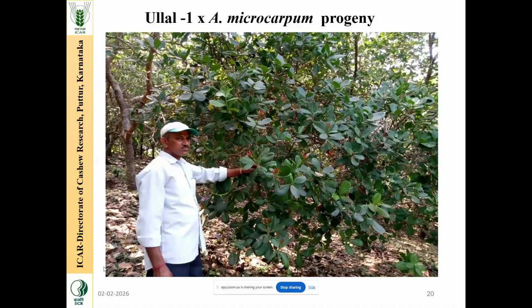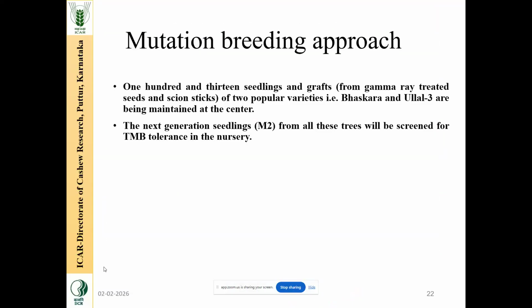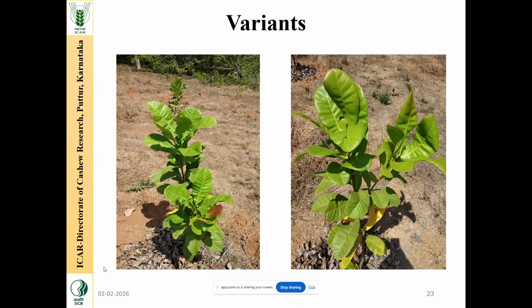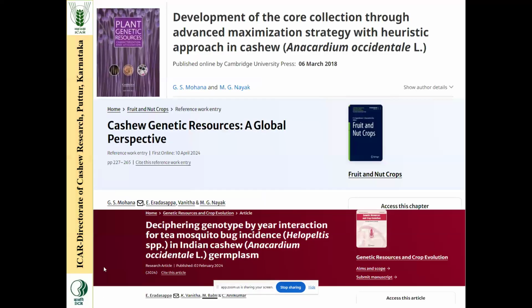And there are some other progenies which we have done interspecific also, that is Microcarpum with Anacardium occidentale. That is also mainly for TMB tolerance to increase the yield. And some of the other approaches like mutation breeding are also being done in our institute to develop improved varieties. Still they are in the initial phase of evaluation. These are all the variabilities or the variants that we got through mutation breeding.